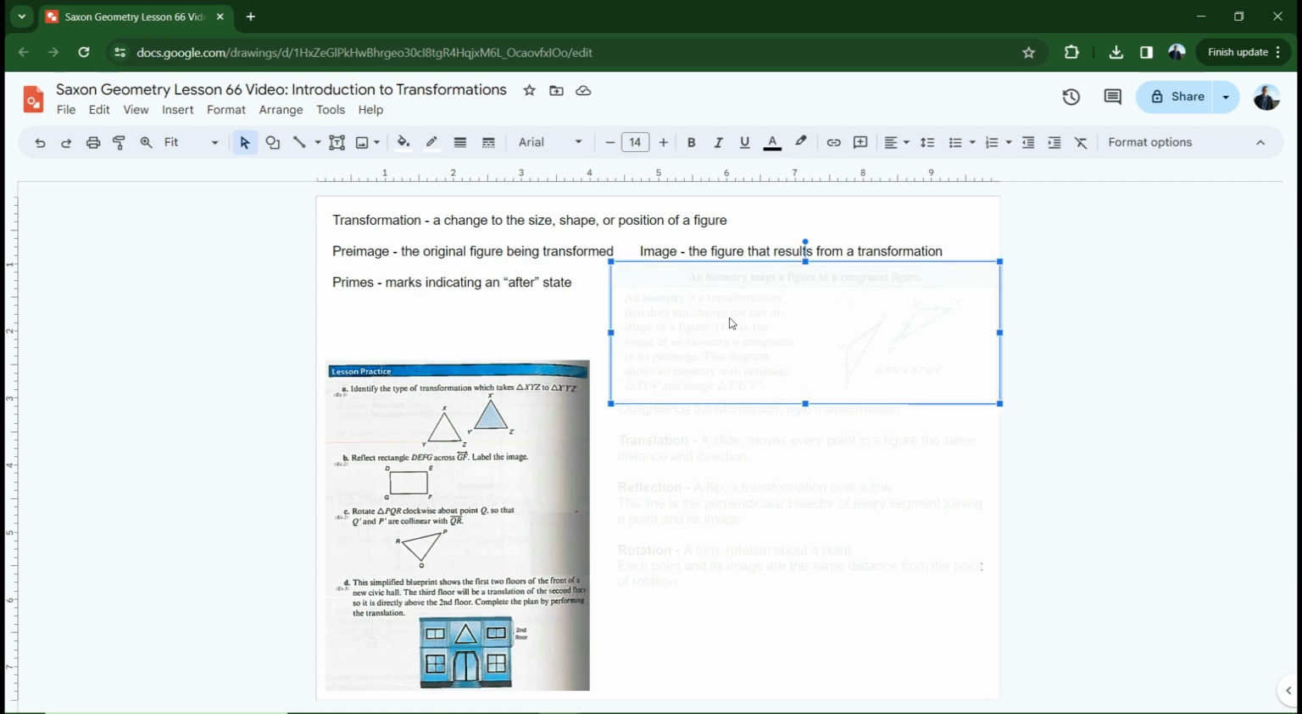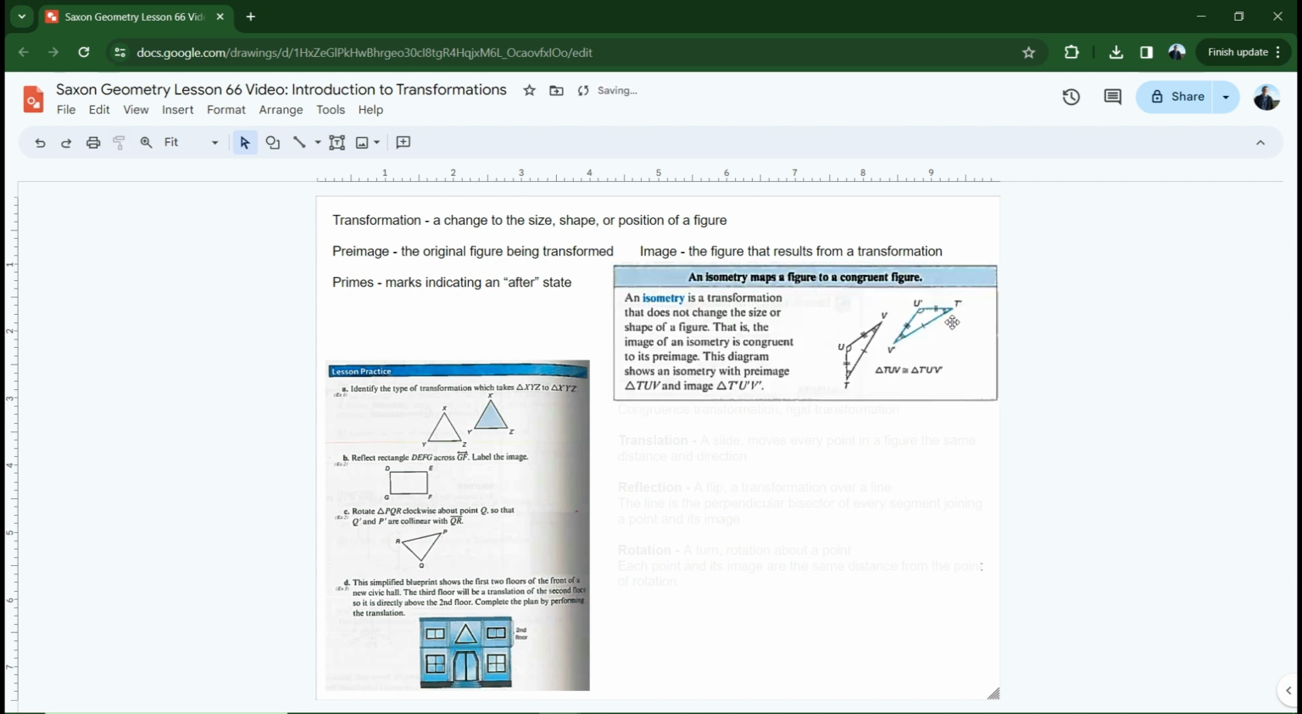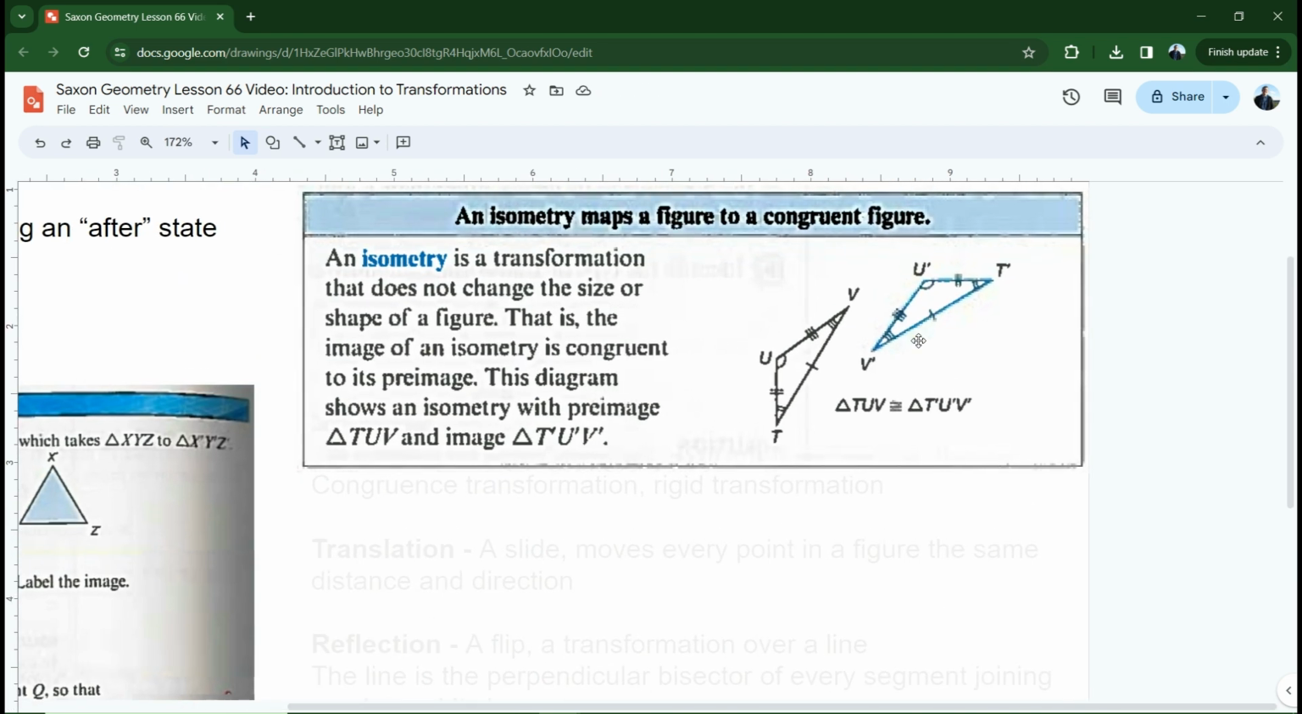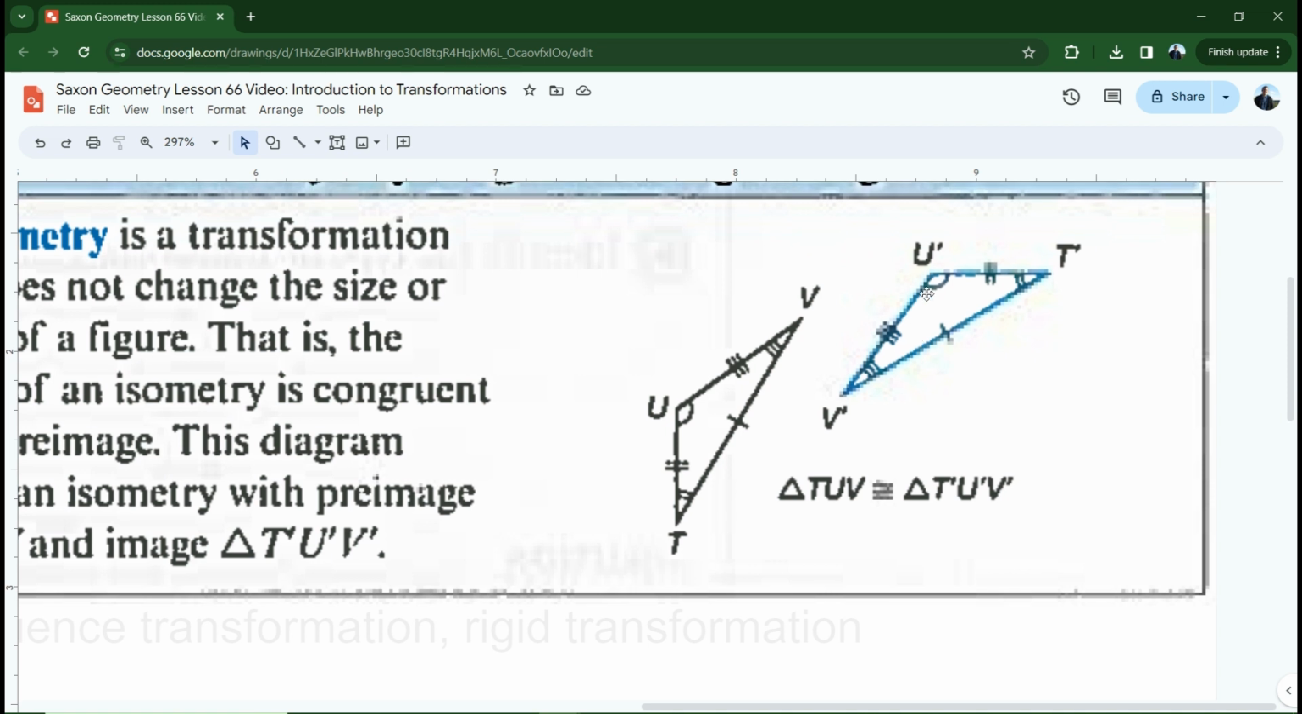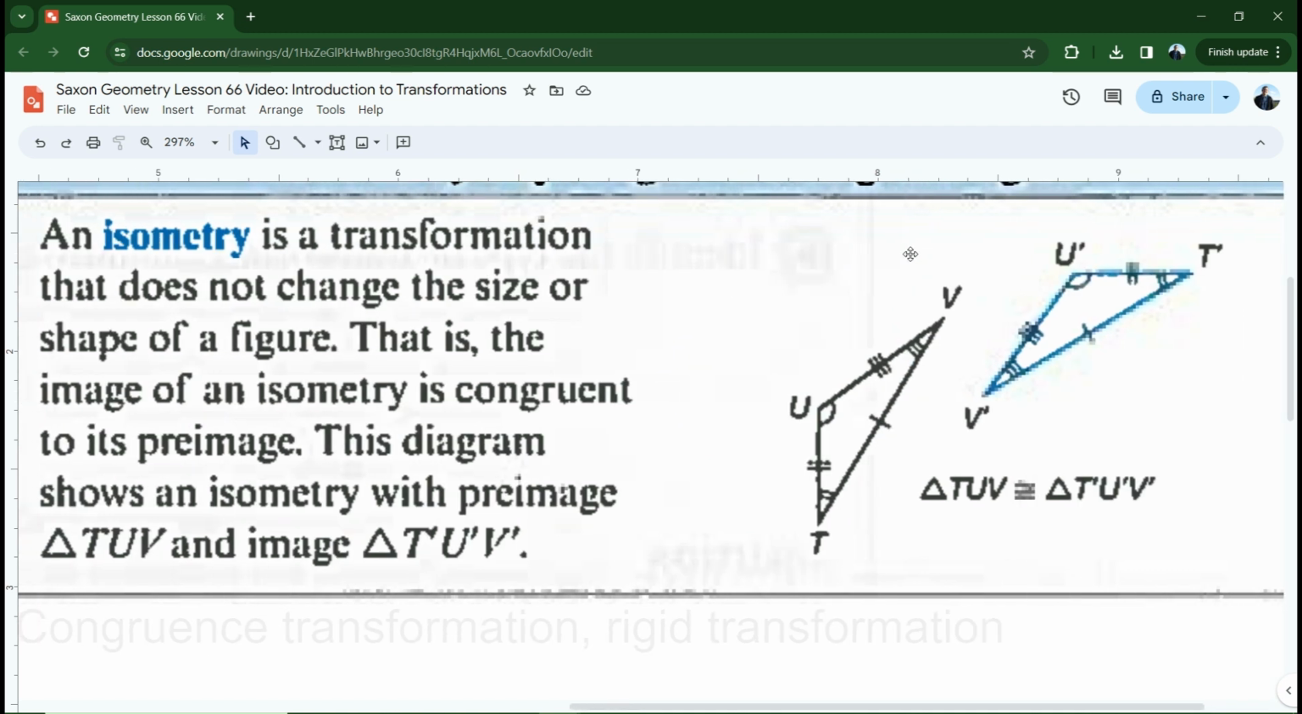Let me show you what a prime mark looks like right now. Now I'm going to zoom in on this transformation. Notice that these letters are the same as these letters, except these ones have this little tick mark next to them. That's called a prime mark. And what this is saying is this is U before the transformation. Okay, the original U doesn't have any mark. But to indicate that after an event has occurred, a transformation, now we put a little prime mark there.